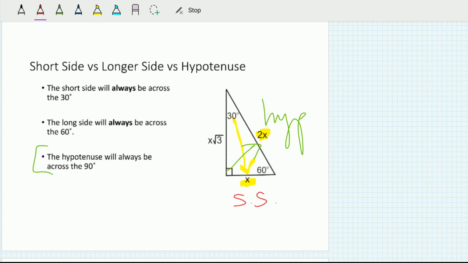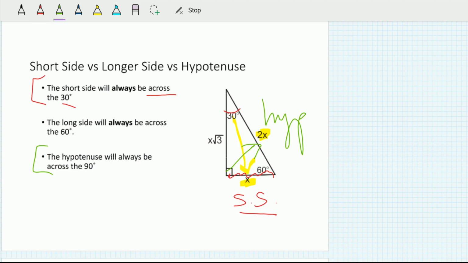I call it the short side. The short side will always be across the 30 degrees. Technically in a triangle, the side lengths go in order based on the angles they are across. Since 30 degrees is the smallest angle, this side right here is the shortest side.